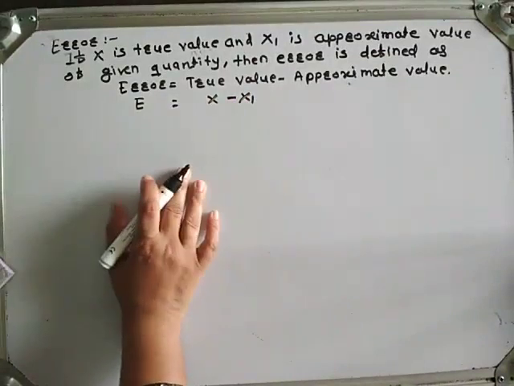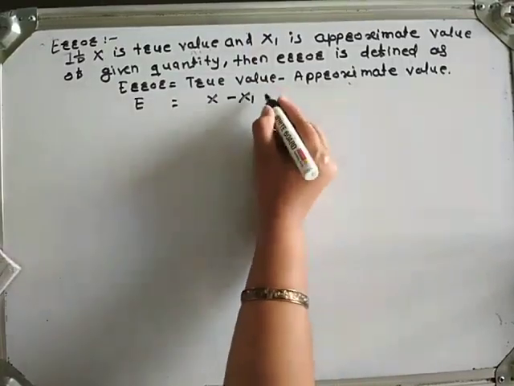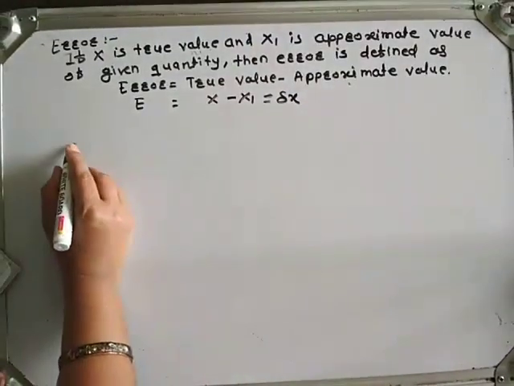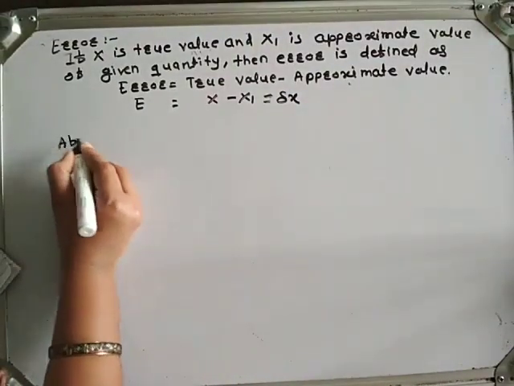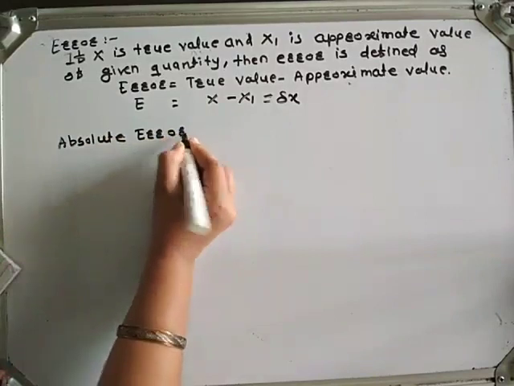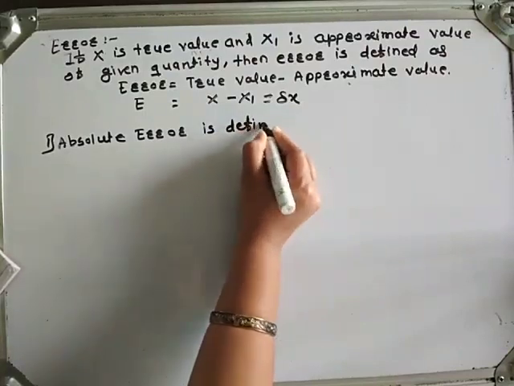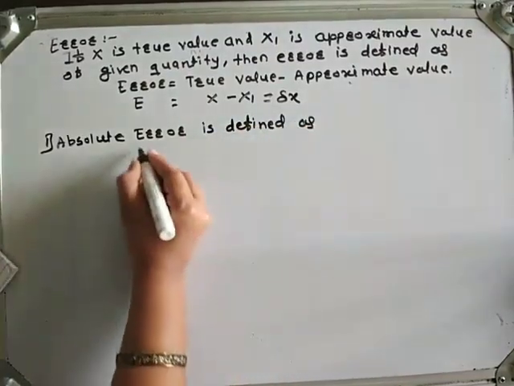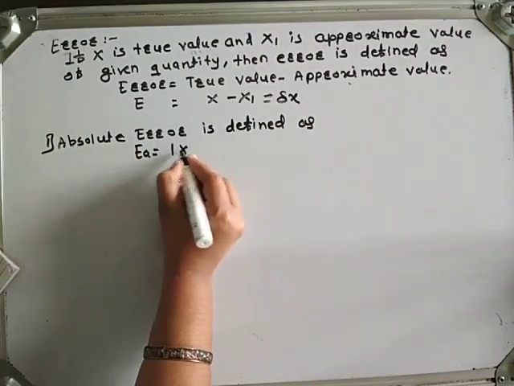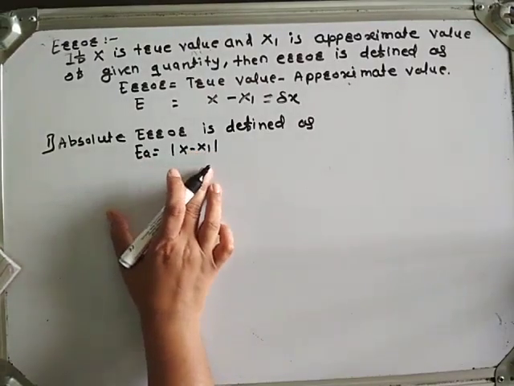See here, what is the definition of error? Error is nothing but true value minus approximate value, which is equal to delta x. The first type of error is absolute error. It is denoted by EA, which is equal to the absolute value of error. That is, absolute error is equal to mod x minus x1.